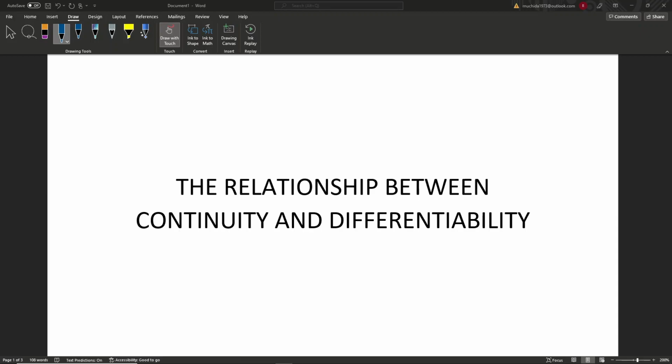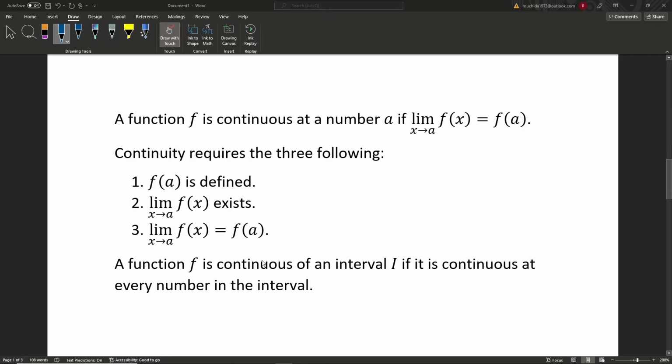In this video, we'll discuss the relationship between continuity and differentiability. Now recall, a function is continuous at a number a if the limit as x approaches a of f of x is equal to f of a. Okay, so what does that mean?